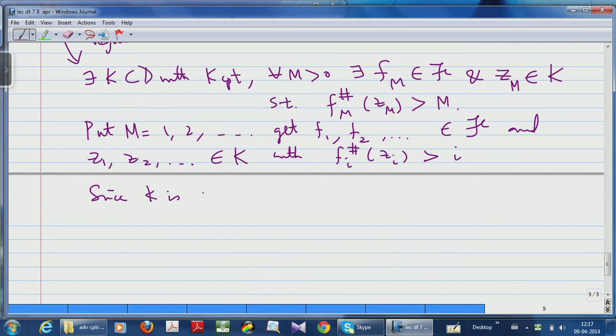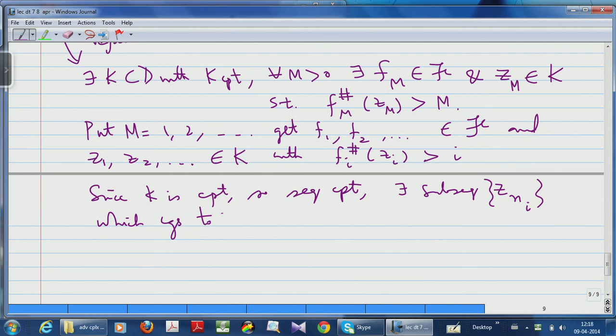Since K is compact, so sequentially compact, because compactness and sequential compactness are equivalent for metric spaces, there exists a subsequence. Let me call this z_{n_i}. There is a subsequence which converges to a point, and that point has to be in K, because a compact set is closed, and if a set is closed it will contain its limits. So z_{n_i} is a convergent subsequence, and the limit should also be in K because K is closed. Okay, fine.